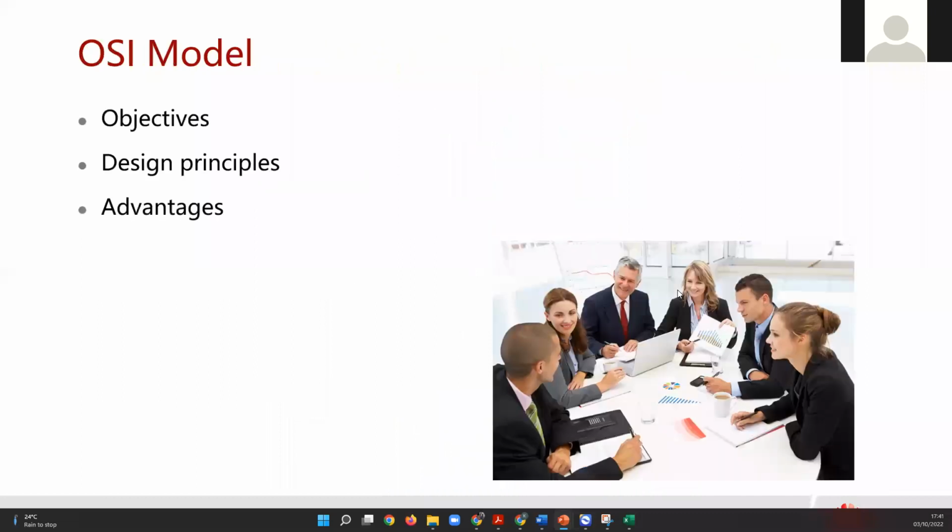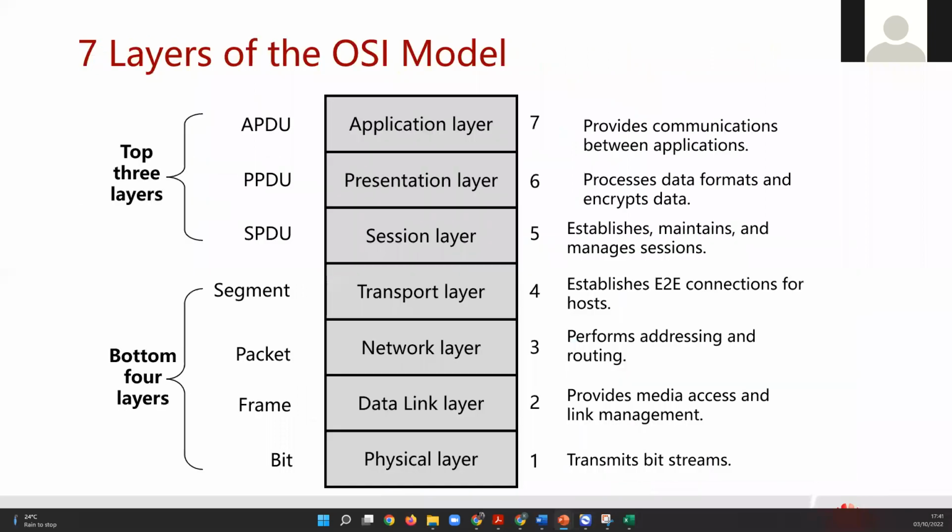So when you're looking at that typical campus network, we have the OSI. OSI stands for Open Systems Interconnection Model. It is made up of 7 layers. What are the objectives of it? What are the design principles? What are the advantages? So let's look at the layers. It's very important to know this because even as a cybersecurity expert, you need to know at what layer an attack has happened. Is it an application level attack?